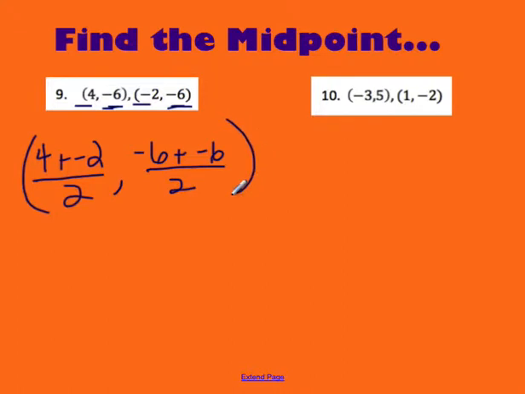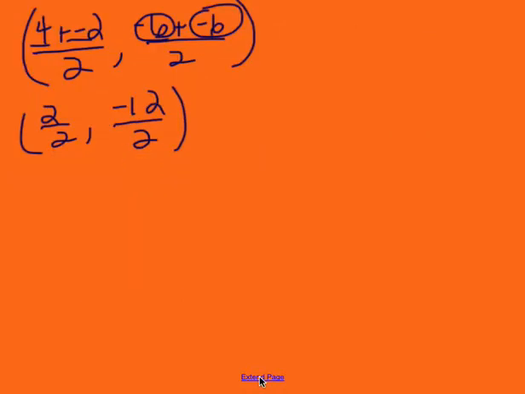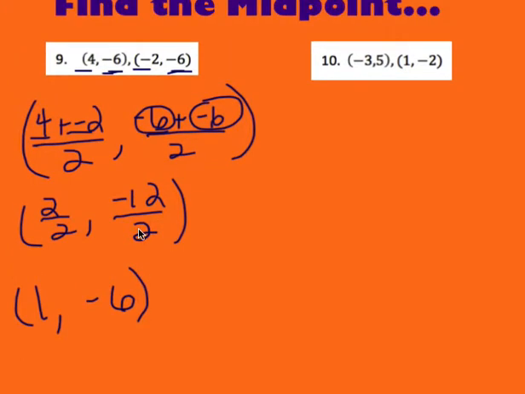So remember, when we're adding two negative numbers together, it's going to get more negative. Here, 4 plus a negative 2 is really the same as 4 minus 2, which is just going to be 2, and we're going to divide that by 2. Negative 6 plus negative 6 is going to get more negative. That's going to give us a negative 12. Divide that by 2. So 2 over 2 is 1. Negative 12 divided by 2 is going to be negative 6. So our answer to that one is 1, negative 6.